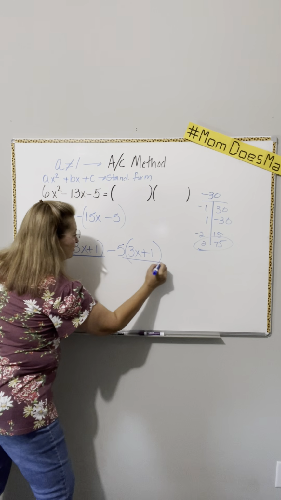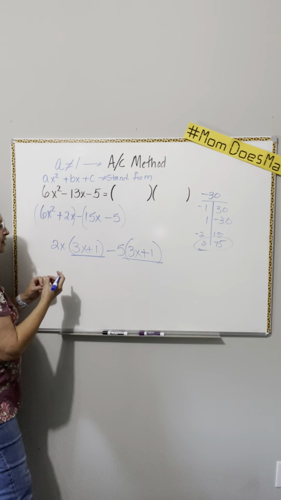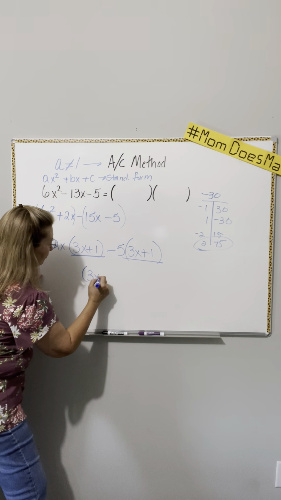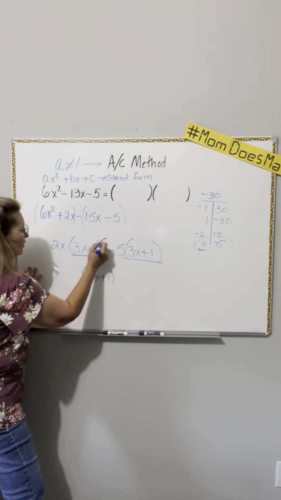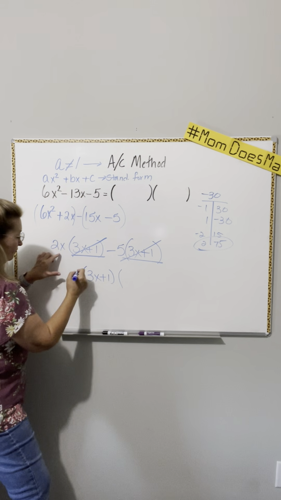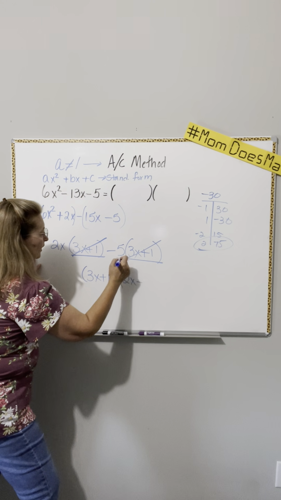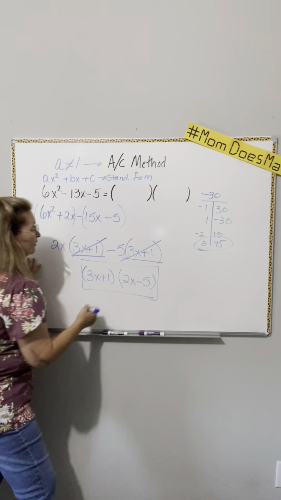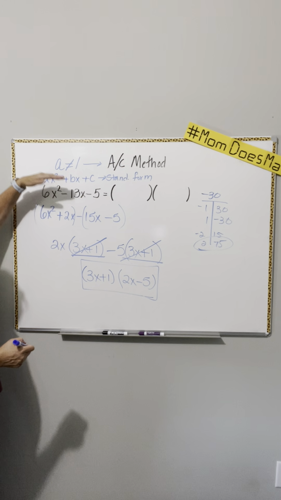Now that these two things match, they become a single greatest common factor. So we're going to pull that out, and what do you have left when you divide that out of each term? Well, you have the 2x from here, the minus 5 from here, and that is how you factor a trinomial with the AC method.